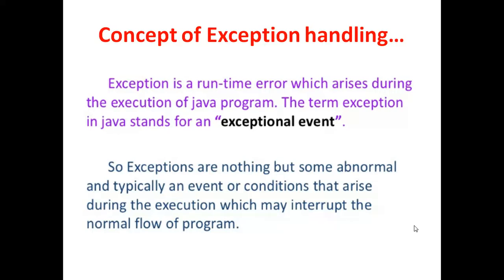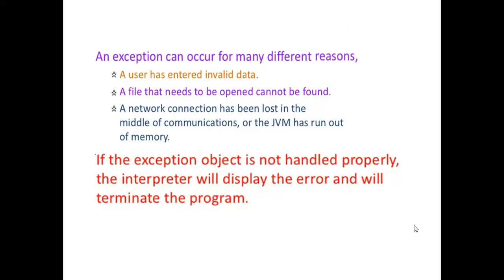An exception can occur for many different reasons. A user has entered invalid data. A file that needs to be opened cannot be found. A network connection has been lost in the middle of communication, or the JVM has run out of memory. If the exception object is not handled properly, the interpreter will display the error and will terminate the program immediately.